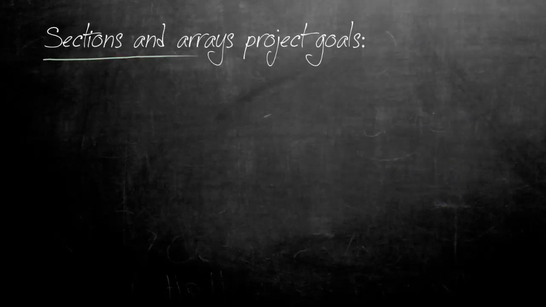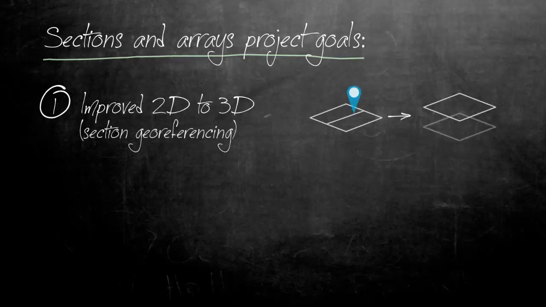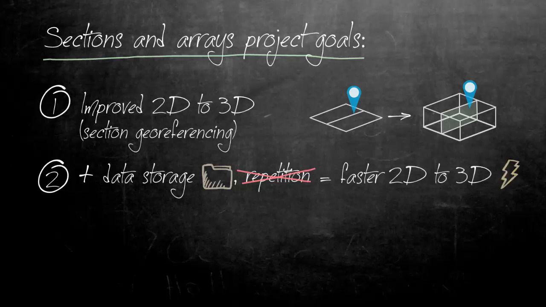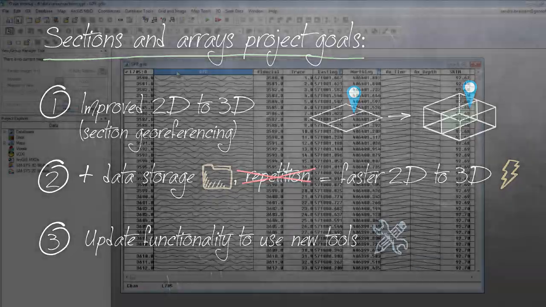Our three primary objectives were to allow smooth 2D to 3D interoperability, which implies georeferencing section data, to increase data storage by eliminating repetition of data, the net outcome of which is speed, and to update functionality to call on new tools. This is a big project that will span over a couple of releases. However, the tools that we implemented to date are now available to you.